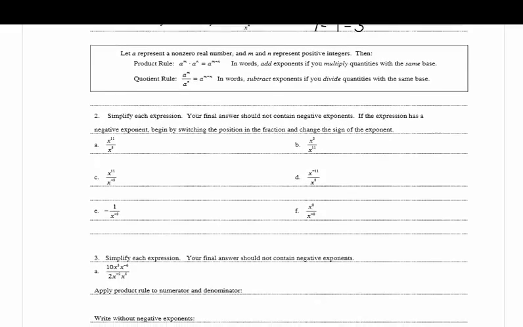In 2, it says, simplify each expression. Your final answer should not contain negative exponents. If the expression has a negative exponent, begin by switching the position in the fraction and change the sign of the exponent. In A, we have x to the 11th divided by x cubed, and we could write that as x raised to the 11 minus 3, which is equal to x to the 8th.